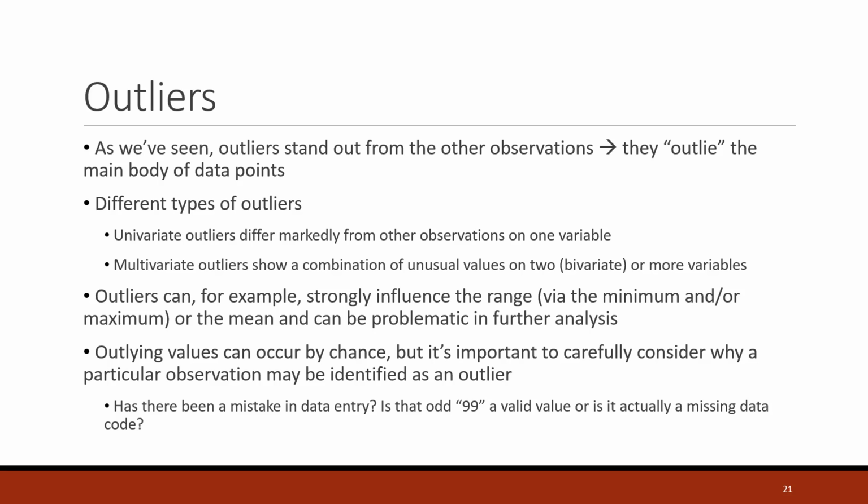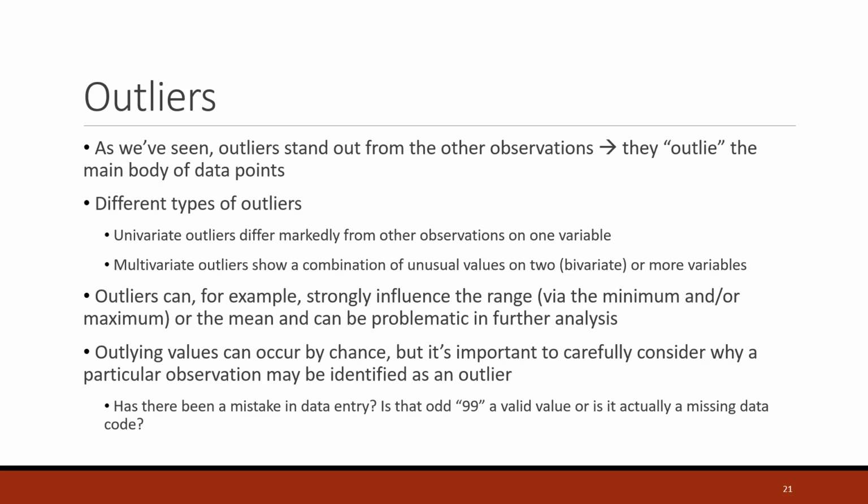Speaking of outliers, as we've seen, these outliers do stand out from the other observations. They outlie the main body of data points. There are different types of outliers, so what we've seen so far are univariate outliers, which differ markedly from other observations on one variable, but there are also multivariate outliers, which show a combination of unusual values on two, which is bivariate, or more variables. And outliers can, amongst other things, strongly influence the range, either inflating the maximum or decreasing the minimum, or the mean, and they can be problematic in further analysis.